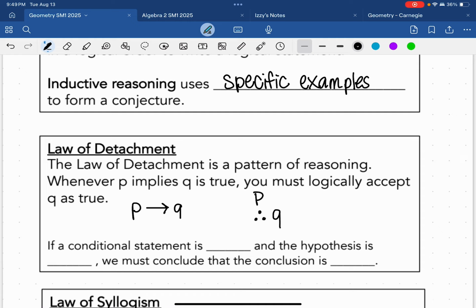If a conditional statement is true and the hypothesis is true, we must conclude that the conclusion is true. So if one part of our statement is true, then we must conclude that the other parts are true as well. I'm going to show you how you can use the hypothesis and the conclusion to figure out that you are using the law of detachment.